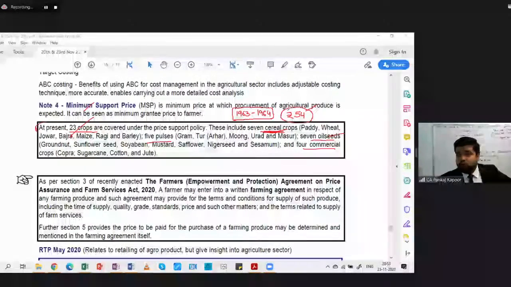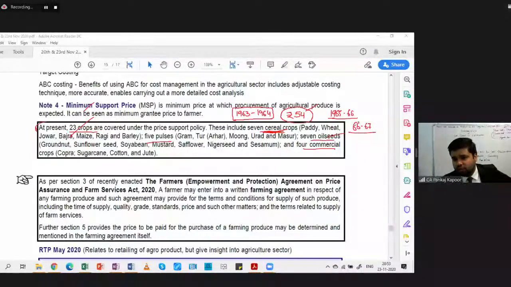Okay. So from the year 1965 and 66, the practice of MSP started. For the first year, 66-67, the MSP was announced and actually given, and you can link it with the Green Revolution. The farmers produced so much that it was able to feed the entire country, and India is now, you can say, exporting food grain too. Okay. So now moving further.